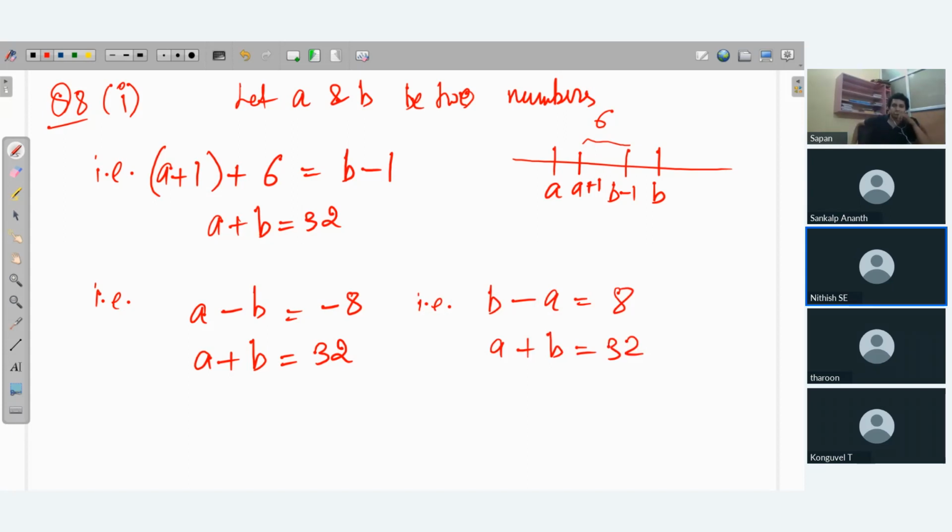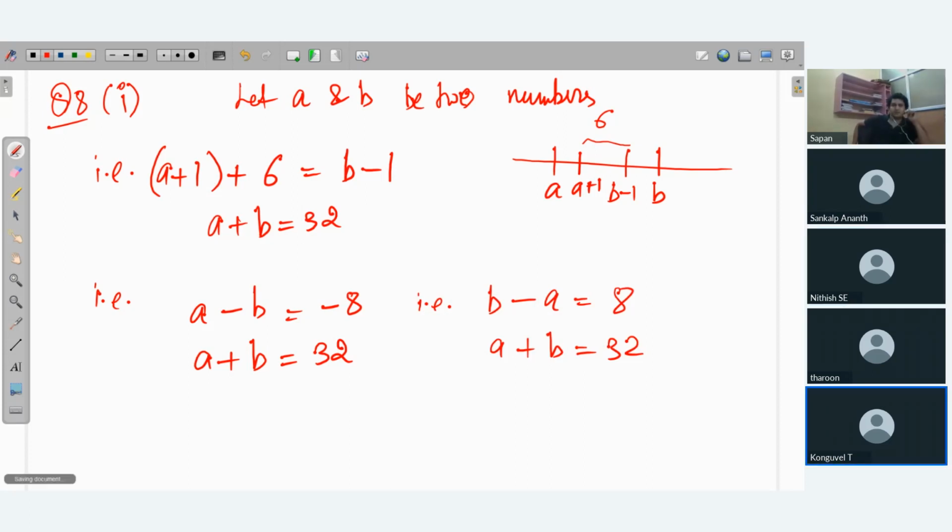Y minus 1 is equal to x plus 1 plus 6 that you wrote there. And then y minus 1 is equal to x plus 7. Y is equal to x plus 8. So x plus y is equal to 32, that's what we said. If I substitute y, it will be x plus 8 is equal to 32. And then 2x is equal to 24. X is equal to 24 by 2, which is equal to 12. So x is 12. I found it out.